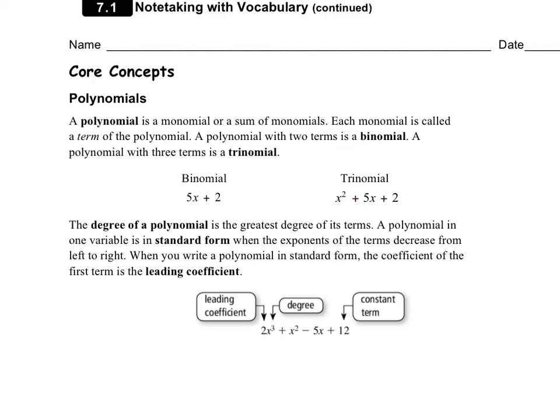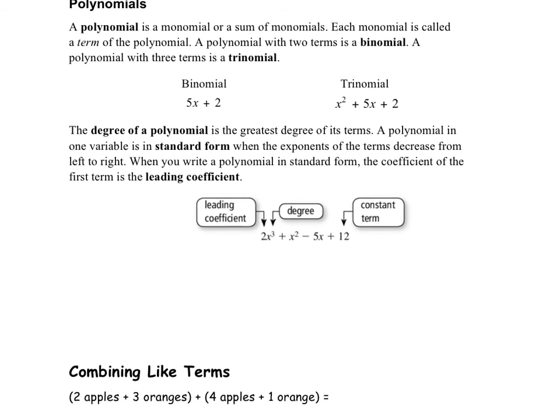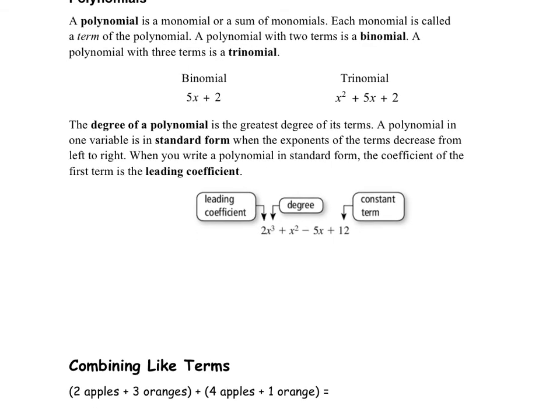A couple other pieces of information, not that you necessarily need to memorize them. Generally when we are looking at these polynomials, we look at them in standard form. Standard form means the term with the highest exponent comes first. So the x to the third is the highest exponent, so it comes first, then the x squared, then the regular x, then the number without a variable on it.